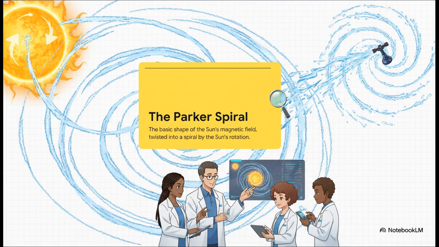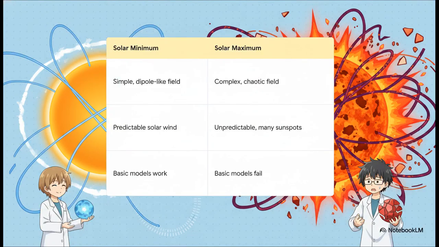For a long time, our best guess was a pretty simple idea called the Parker spiral. Just imagine the sun as a spinning garden sprinkler. The water, or in this case the solar wind, shoots out in a straight line. But because the sprinkler itself is turning, the stream makes a beautiful spiral pattern. And that's basically what we thought the sun's magnetic field looked like. Simple enough.